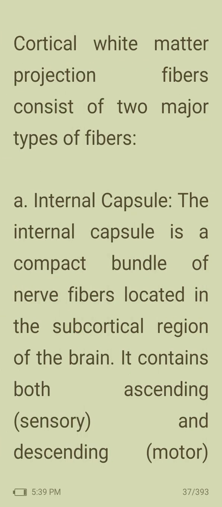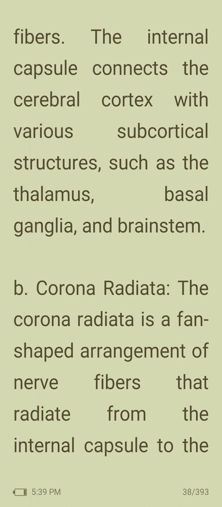Its structure. Cortical white matter projection fibers consist of two major types of fibers, like internal capsule. The internal capsule is a compact bundle of nerve fibers located in the subcortical region of the brain. It contains both ascending sensory and descending motor fibers. The internal capsule connects the cerebral cortex with various subcortical structures such as the thalamus, basal ganglia, and brain stem.